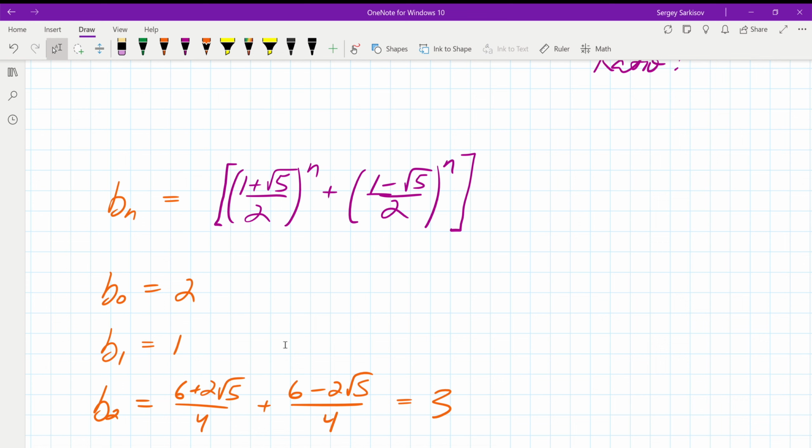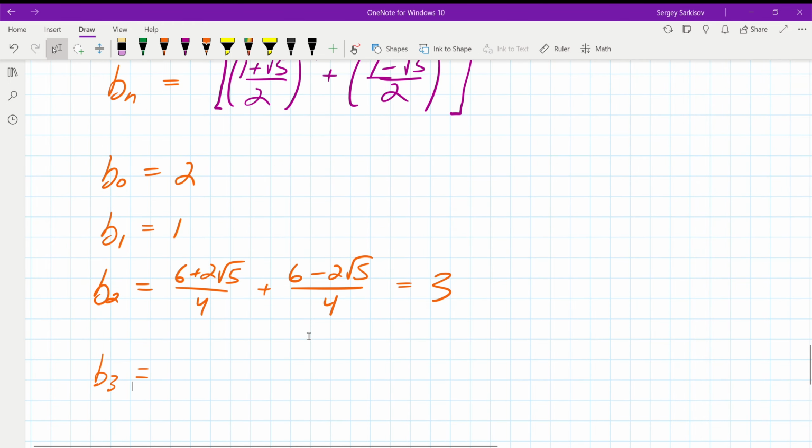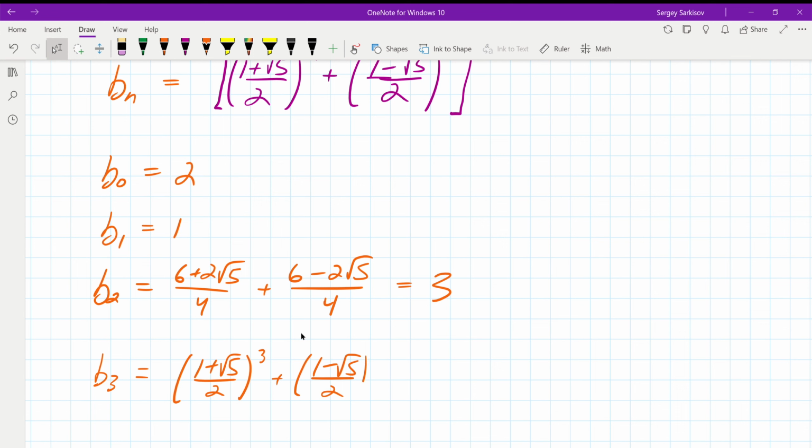There's a very similar one, you do that and you'll get a Fibonacci number. But anyway, everyone, we can play around with that, but we don't have much time. I want to just call it here, the video. Let me just do one more. B_3 is (1 plus root 5 over 2) cubed plus (1 minus root 5 over 2) cubed. Let's just say what that is. That's going to be 1/8, and that's going to be 1 plus 1 is 2.